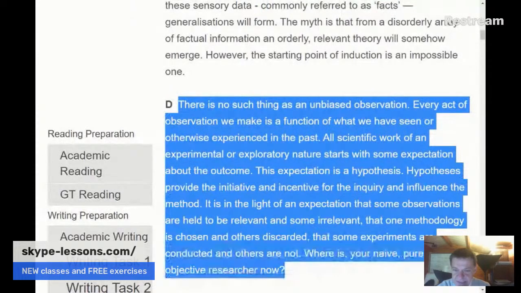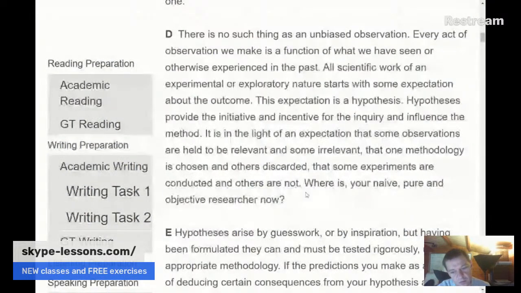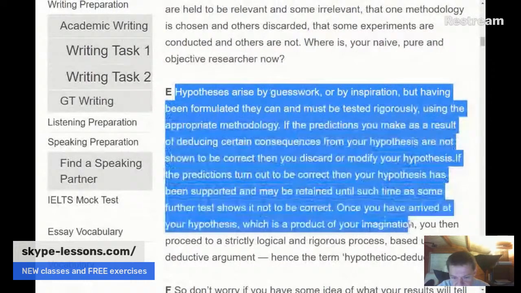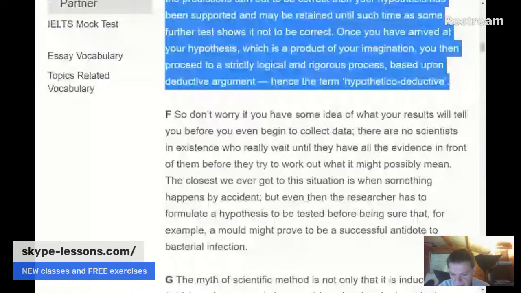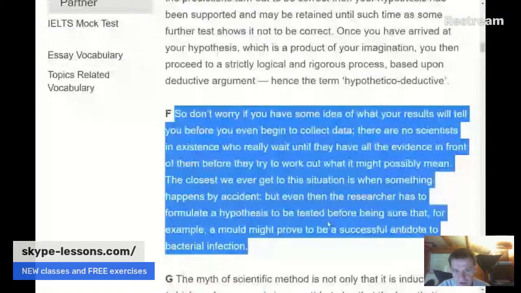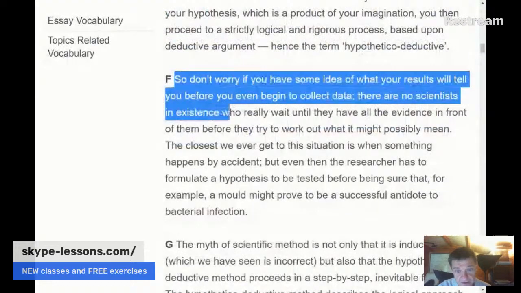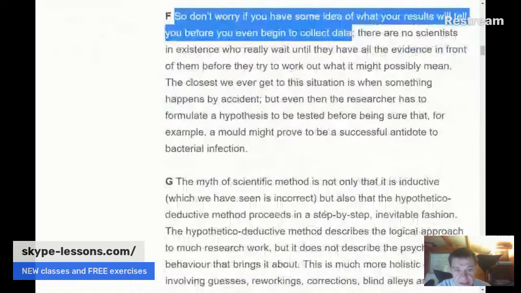Now, if we look down in D, nothing about researchers making mistakes. There's a rhetorical question involving a researcher, but nothing about them making mistakes. E, again, nothing about researchers making mistakes. F, I can't see anything there about researchers making mistakes. Quite the opposite. In fact, it's saying that if you've got anticipation of the results, then you're doing everything right.